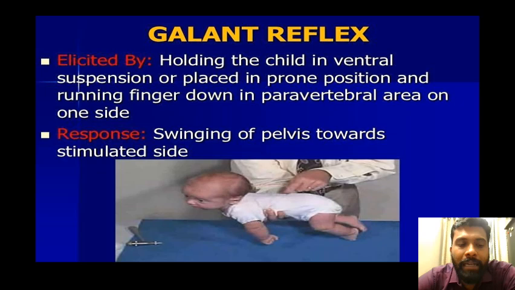And finally, the Gallant reflex, that is elicited by holding the child in ventral suspension or placed in prone position, and it is performed by running a finger down the paravertebral area of the child's back on one side. Okay, the response is swinging of the pelvis to the stimulated side. Okay, that is Gallant's reflex. It is seen in term babies and it persists till 2 months of age postnatally.